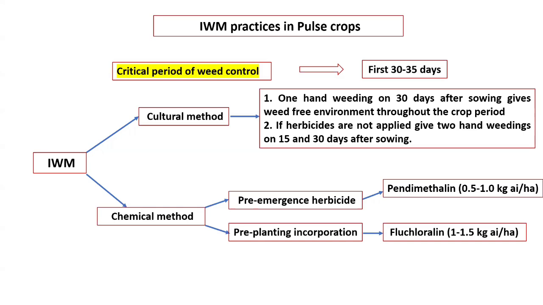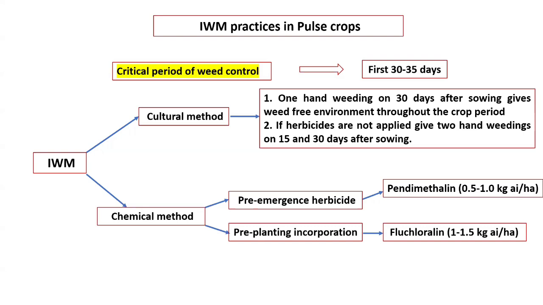If we adopt herbicide application, we can go for one hand weeding 30 days after sowing. If we go for herbicides, we can apply a pre-emergence herbicide, followed by one hand weeding at 30 days. Otherwise, if we rely only on hand weeding, two hand weedings are required, at 15 days and 30 days. But only hand weeding is too time-taking and labor consuming, so it will not be profitable.